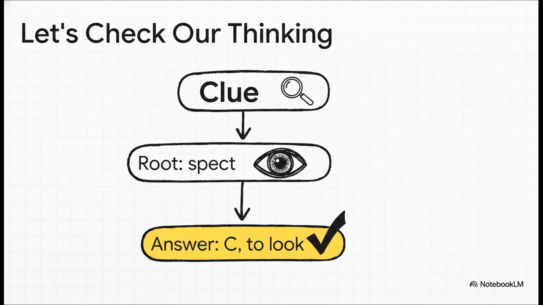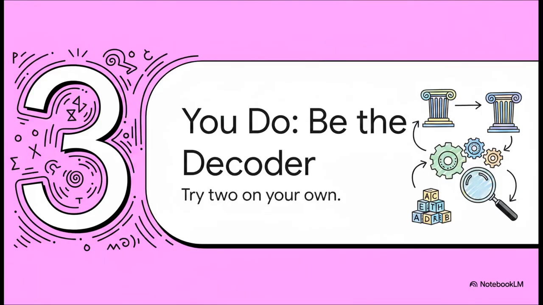All right, let's see. The clue here is they're checking the stream bank for signs. Now, let's think about that root spect. The root spect means to look. So if they're inspecting something, it means they're looking at it carefully. That fits perfectly. The answer's got to be C, to look. You've totally got this. You see the strategy, you see how it works. So now it's your turn. You be the decoder. I've got 2 for you to try on your own.